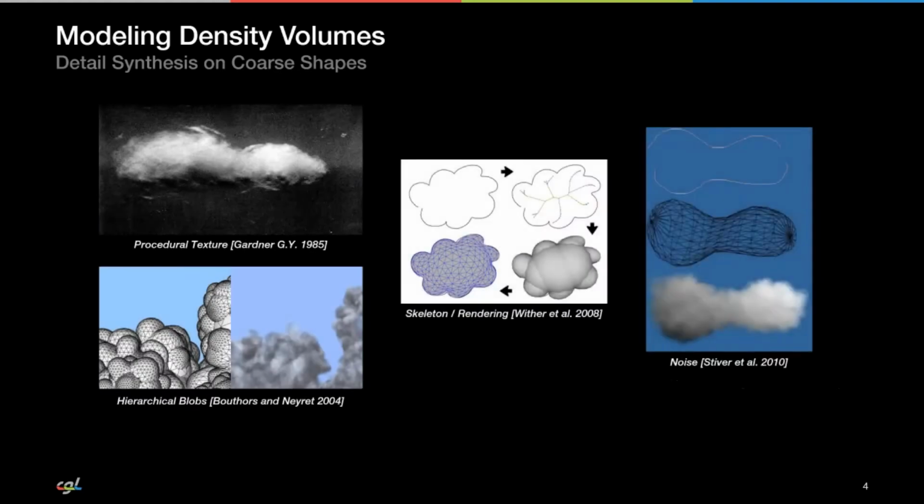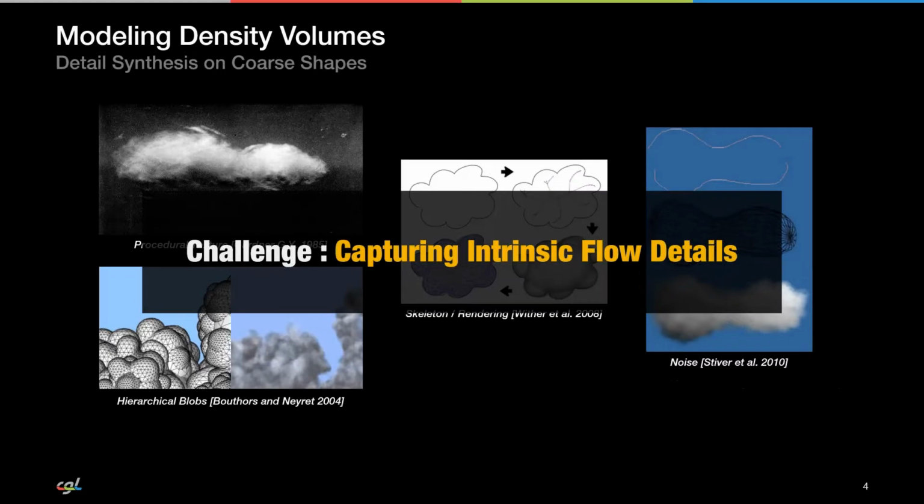Traditionally, modeling density volume is performed by detail synthesis on coarse shapes. Once a guide mesh or sketch is given, then texture or noise is procedurally synthesized to fill out the guide with high-frequency details as a post-processing or during rendering time. These methods are, however, limited to capture intrinsic flow details in the modeling step.